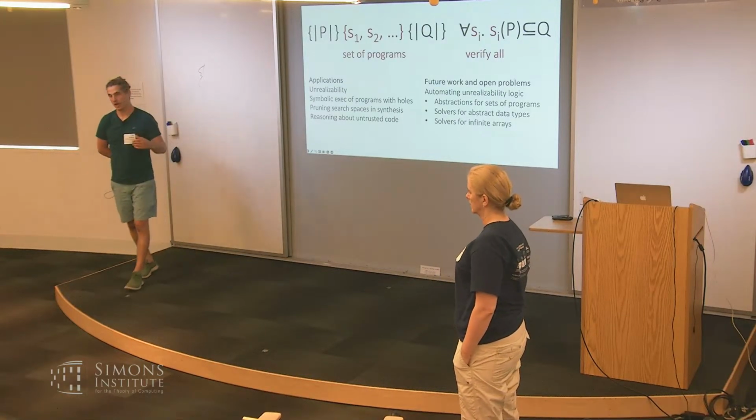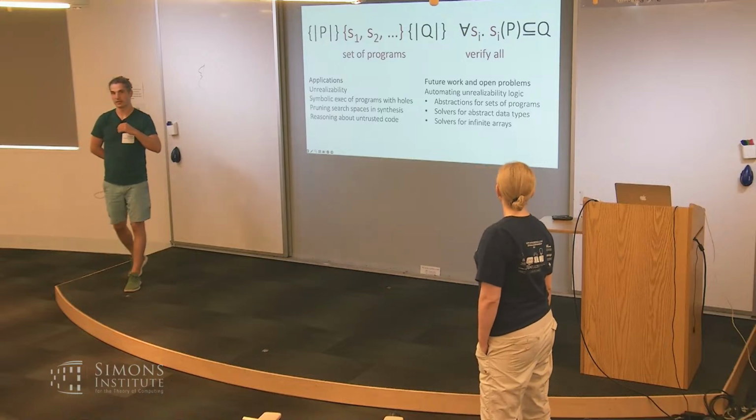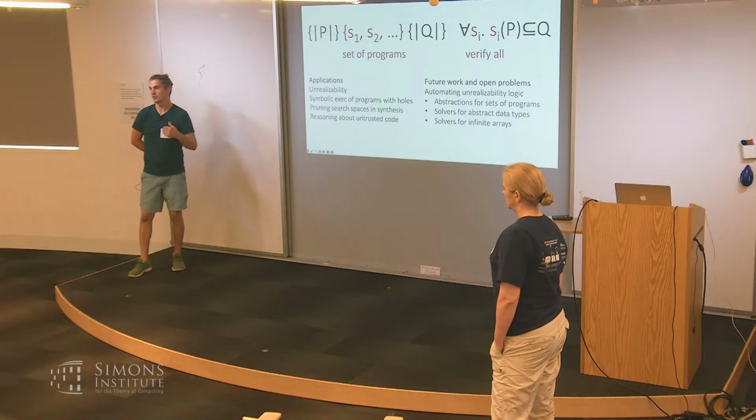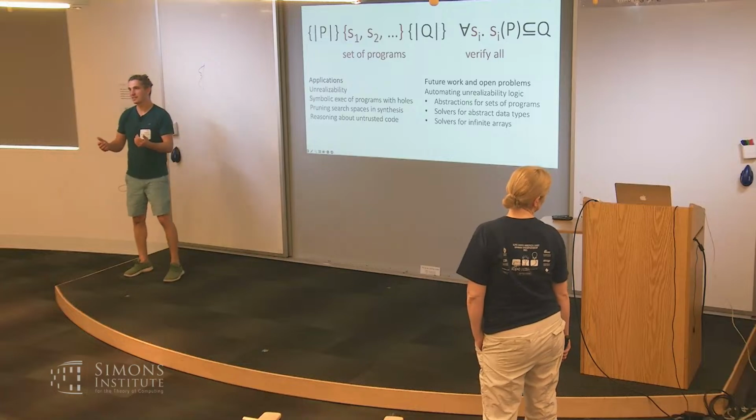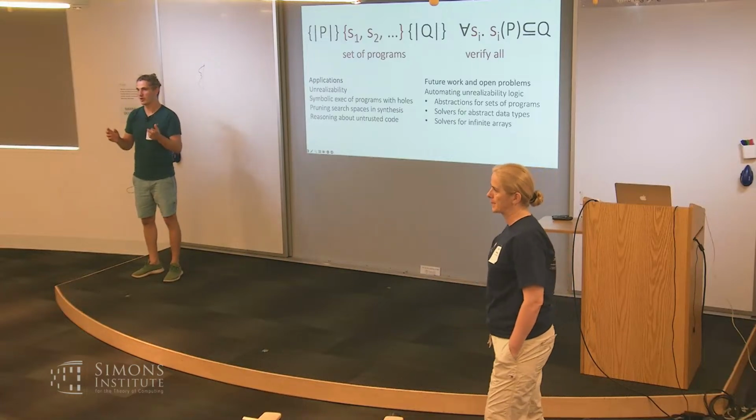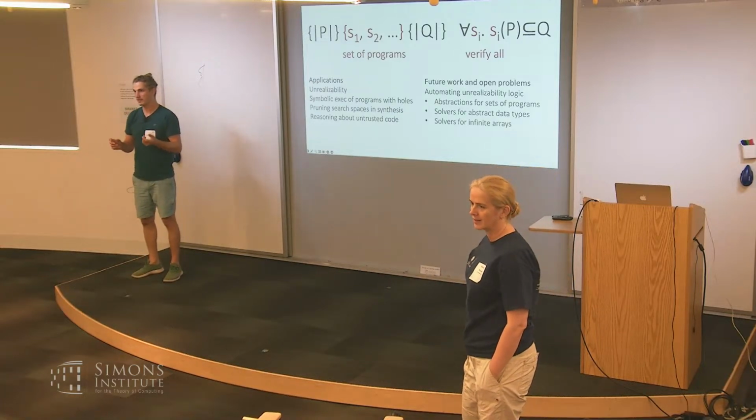Yes, so in a way, this is, maybe let me take a step back. Let's go to normal verification. Realizability in normal verification, we don't call it realizability, we call it correctness.